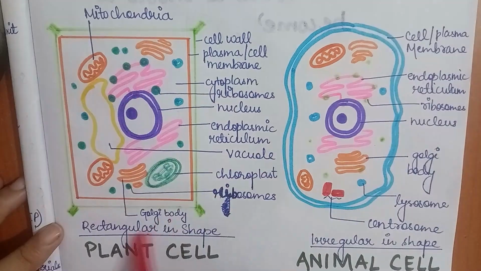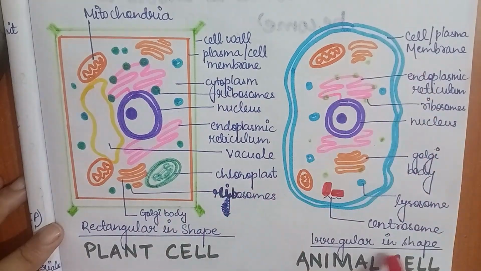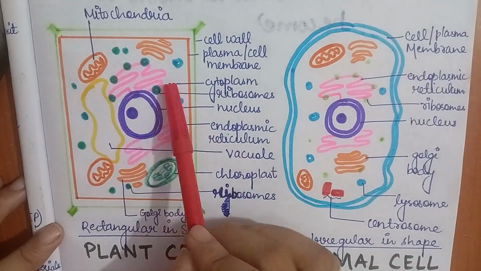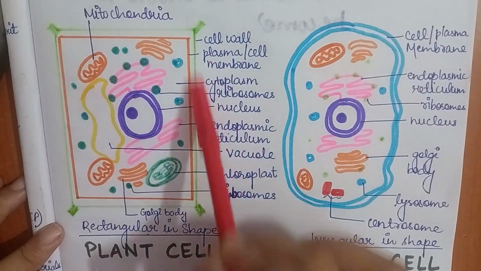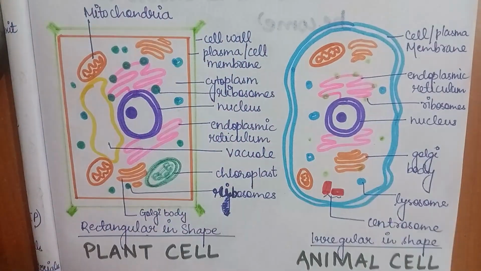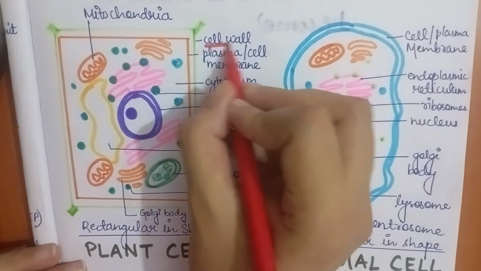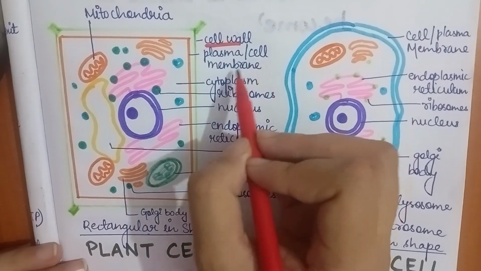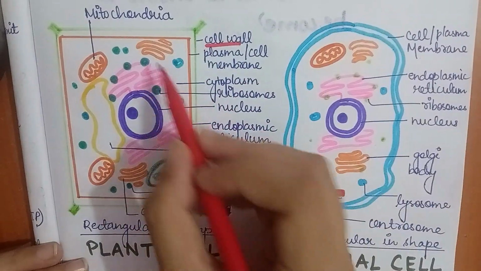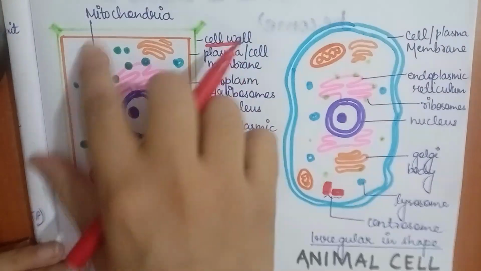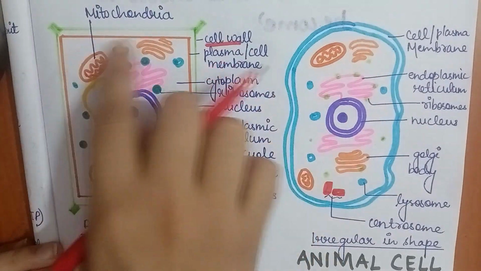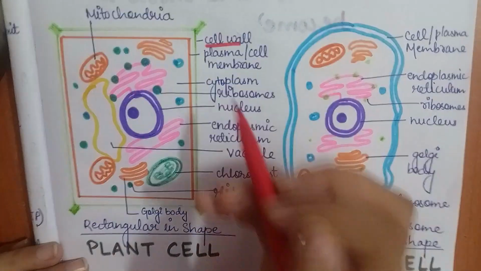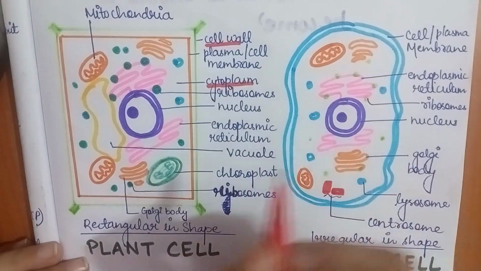So this is a plant cell diagram and this is an animal cell diagram. Let's start. The outer boundary is the cell wall. Then inner to the cell wall we have the plasma membrane or cell membrane. Then this whole area, where different organelles are present, is known as cytoplasm.